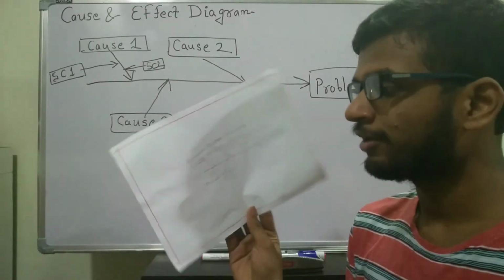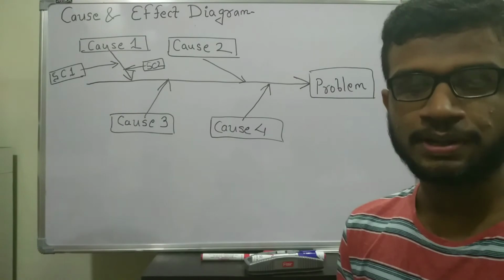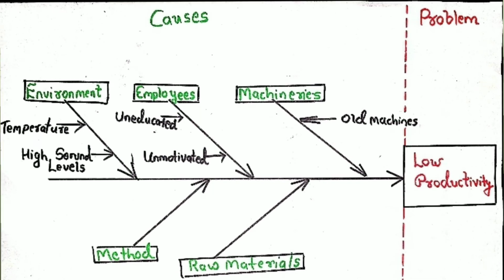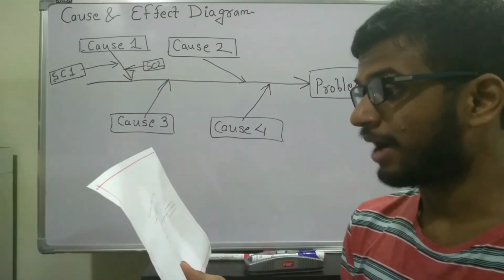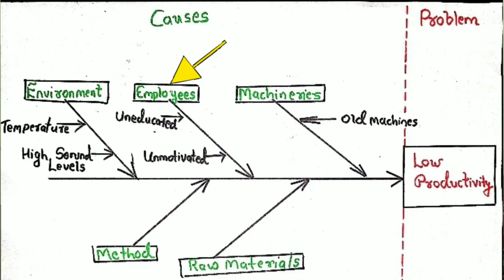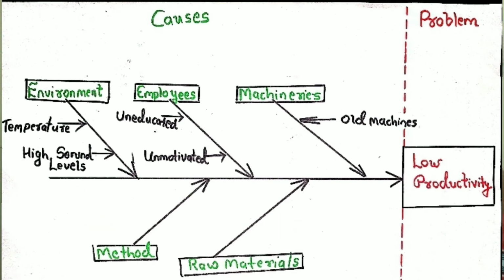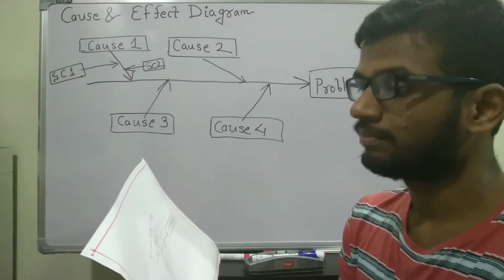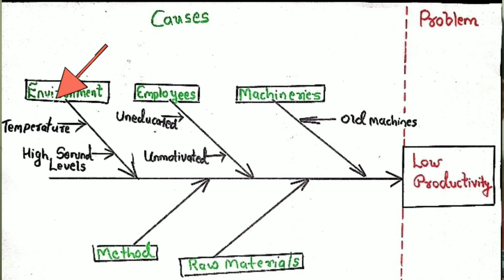I have a cause and effect diagram with me that I am going to display on the screen. You can see here the problem is low productivity. And what can be the causes? It might be environment, employees, machineries, method, or the raw materials being used. So these are the primary causes. Then let us come to the environment. Environment is the primary cause. The secondary causes can be temperature or noise levels.